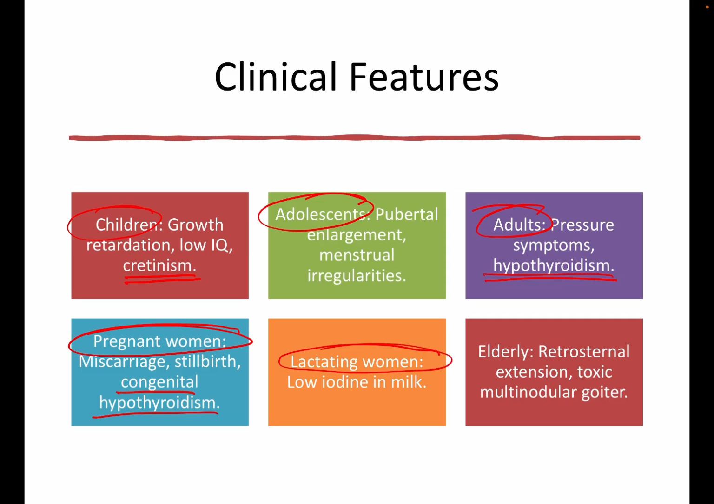In lactating women, there will be low iodine content in the milk, resulting in hypothyroidism in children. Both will result in congenital hypothyroidism as well as cretinism. Then, in the elderly, there will be retrosternal extension, and toxic multinodular goiter will be present.